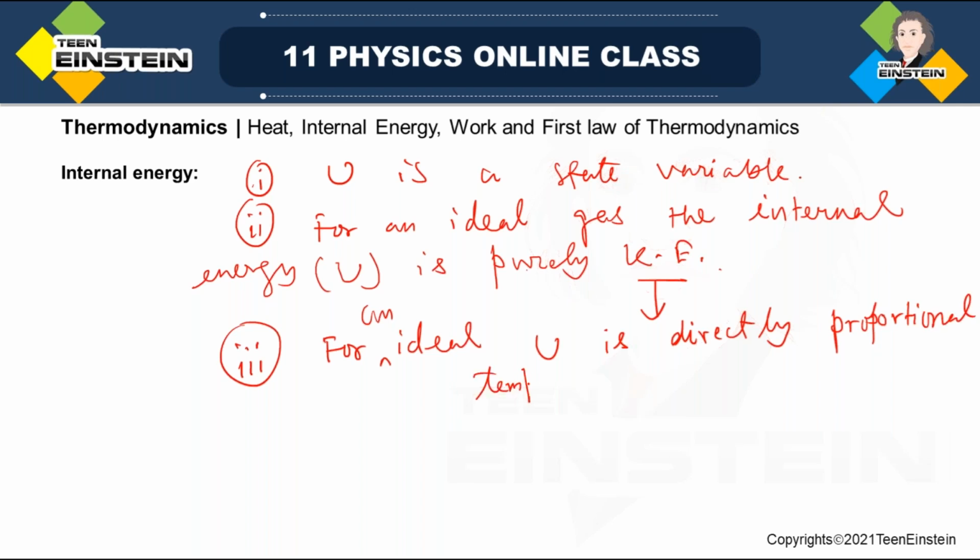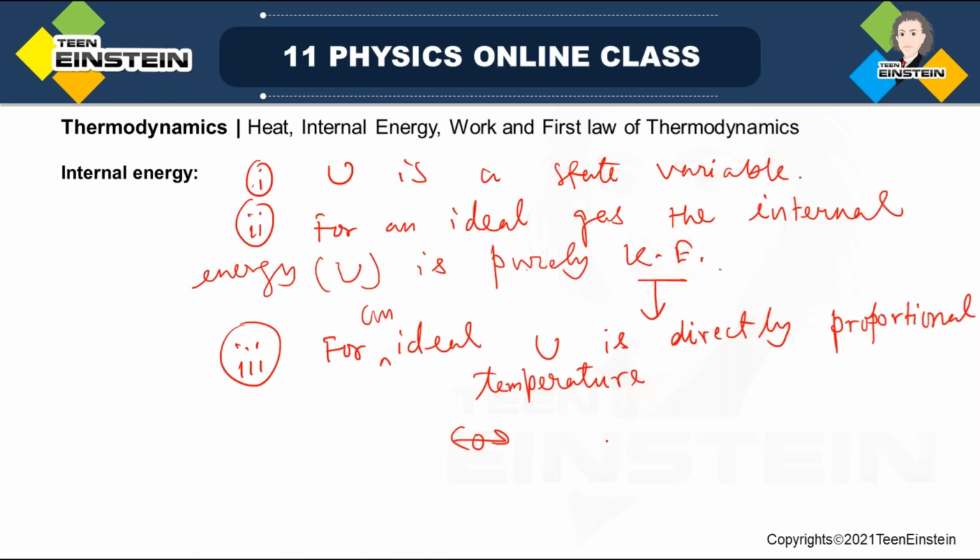Okay, directly proportional to temperature. How? If temperature is more, then the random motion will be more. If temperature is more, vibration will be more. If temperature is more, then rotation also will be more. So translation, vibration, and rotation all will be increasing if the temperature is increased. So internal energy for an ideal gas is directly proportional to temperature.